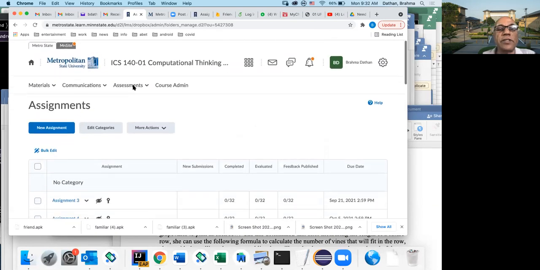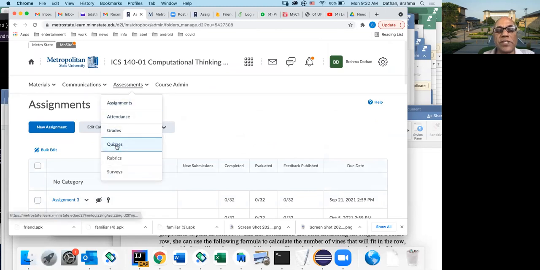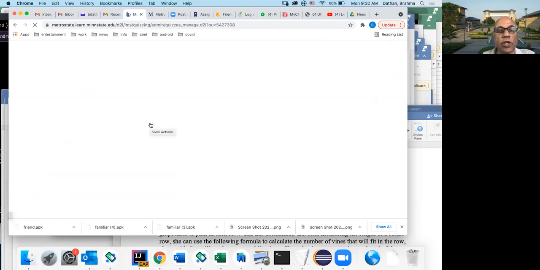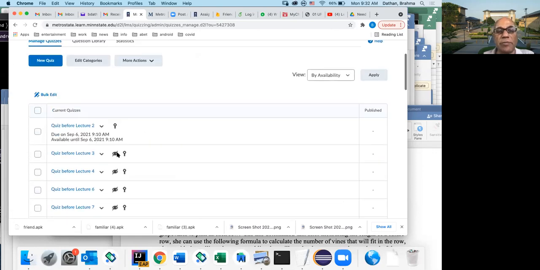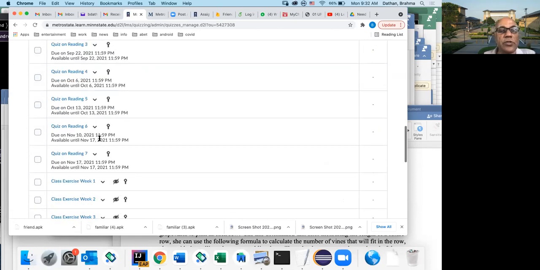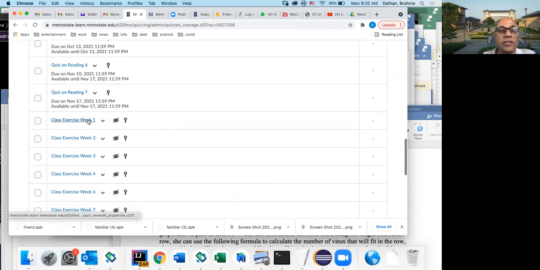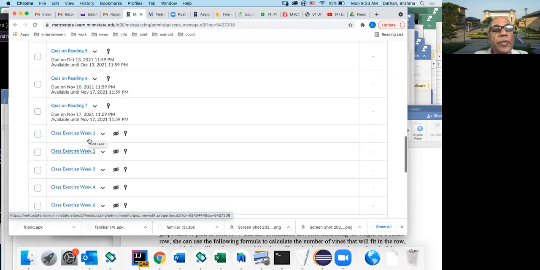Then under quizzes, not all of this would be visible to you. I have hidden many of these things at this point. So every week there will be a class exercise, that is problems which you will work on in groups. So I will open up a class exercise for this week after we discuss the syllabus and talk about some material. Okay. The next week I will be opening up the class exercise for week 2 and so on.